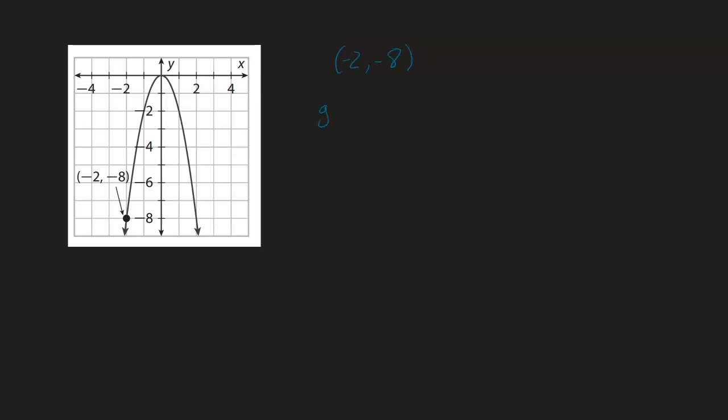Okay, I'm going to write my general rule, which is g of x equals a x squared. Now I'm going to substitute in those values. This is my x, this is my g of x. So I'm going to substitute those values into that function. So g of x becomes -8. A doesn't change because that's what we're solving for. And x becomes -2, and we'll square that.